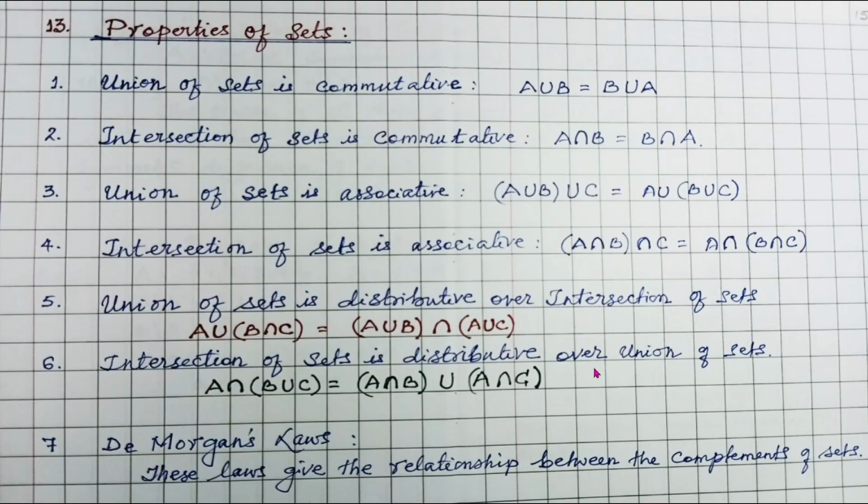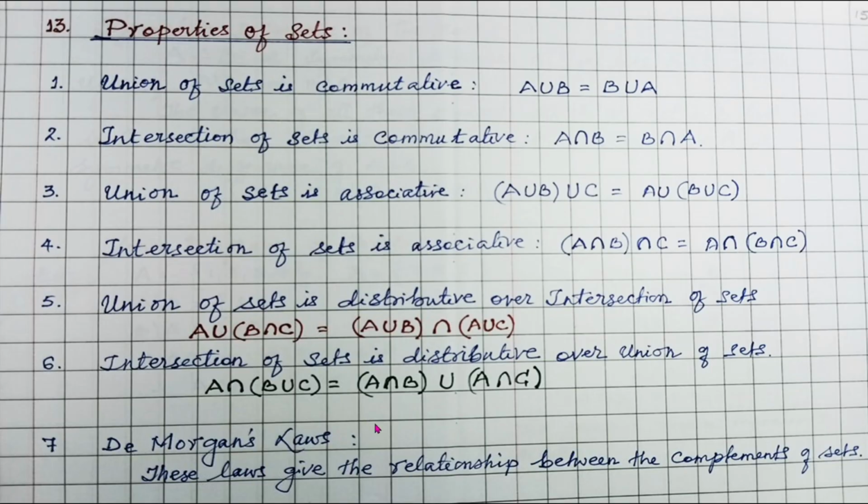Intersection of sets is distributive over union of sets. This is very important again. A intersection B union C is the same as taking A intersection B first and taking the union with A intersection C. LHS is equal to RHS. The resulting sets are the same. Therefore, remember these 6 very important properties.